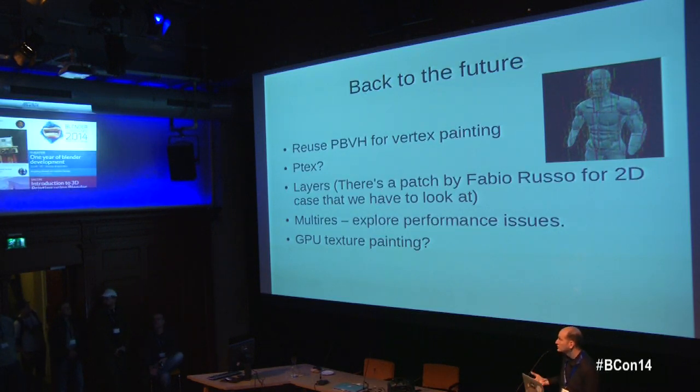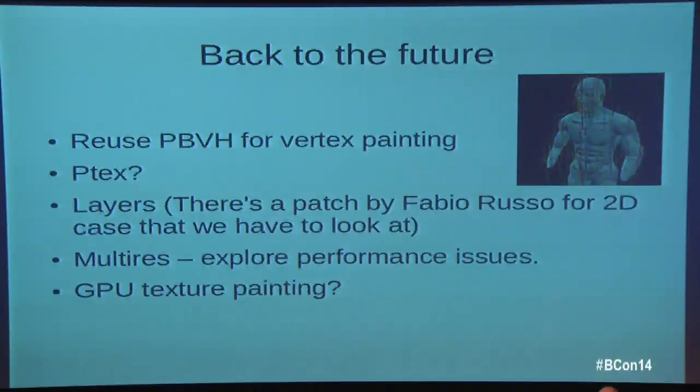because it basically depends on the viewport itself to detect what faces to paint on. And the correct thing to do is, of course, to do it computationally and reuse the same acceleration structure that sculpting uses, which will allow us to basically paint on the mesh directly and correctly. We had an old PTEX branch by Nicholas Bishop, which is somewhere in cyberspace. We probably would have to look at it.